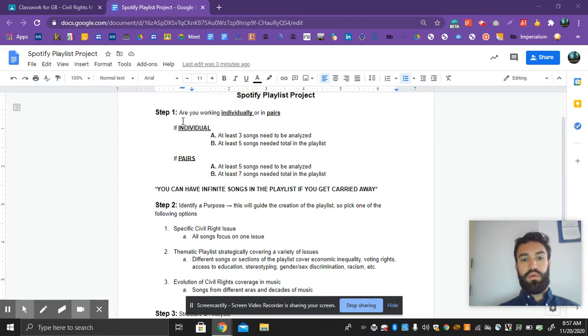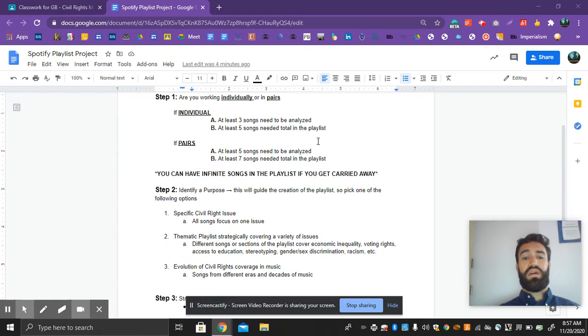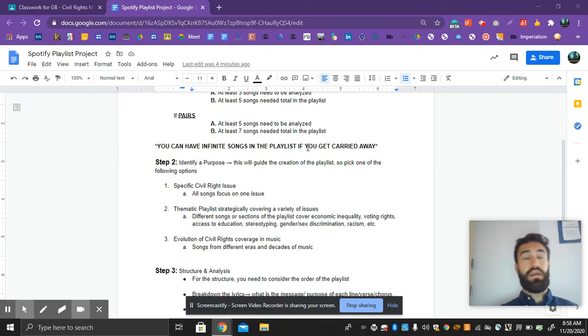So step one, are you working as an individual or as pairs? If you're working individually, you need to have at least three songs be fully analyzed and a minimum of five songs included in your playlist. If it's in pairs, you need five songs to be analyzed and seven minimum in the structure of your playlist. However, if you get carried away or you want to continue and branch off and do something a little bit more creative, you can have more songs.